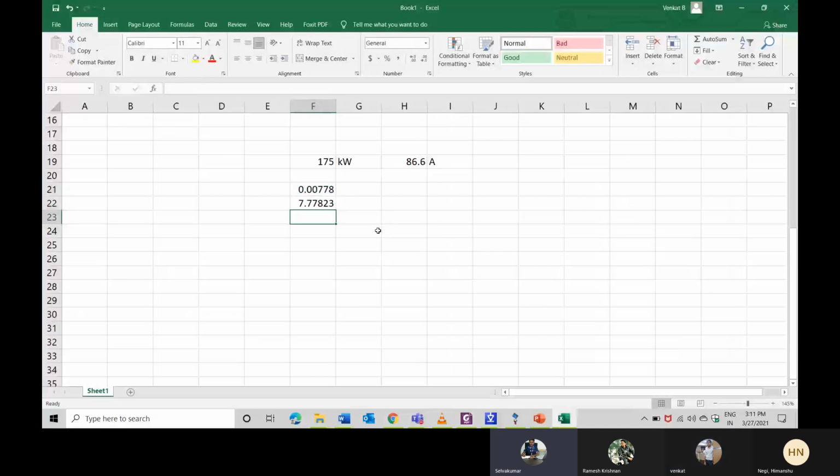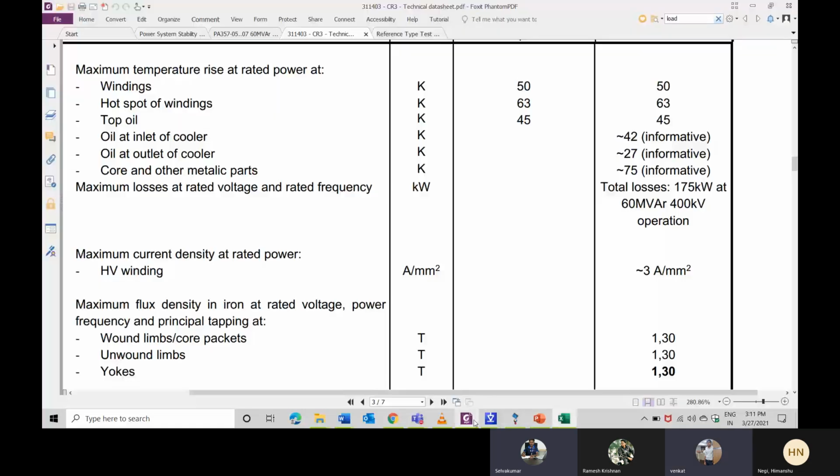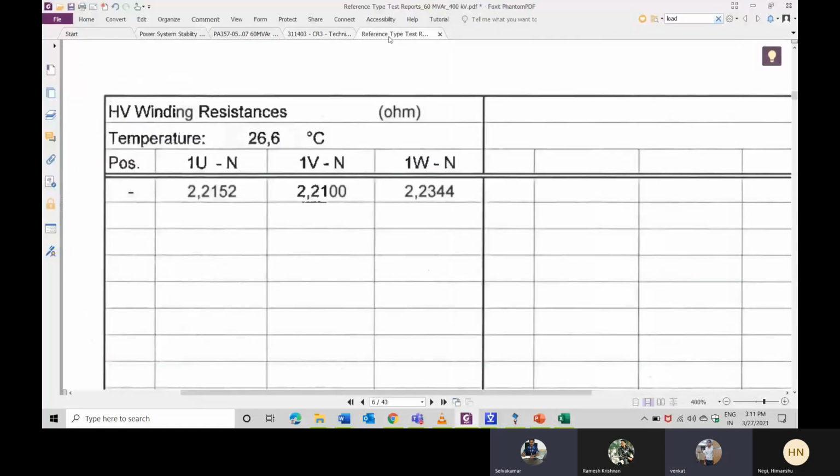Is there any change there? Is it not really matching with that? It is really not matching, sir. Here you can see this. This is nothing but 2.23. This is for the winding they have given.